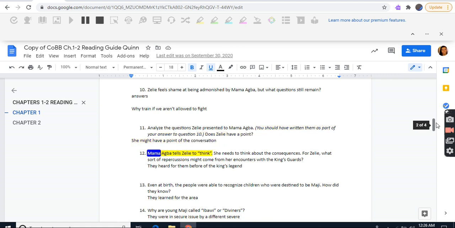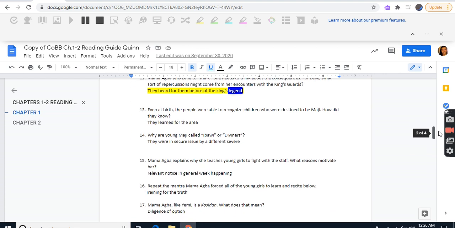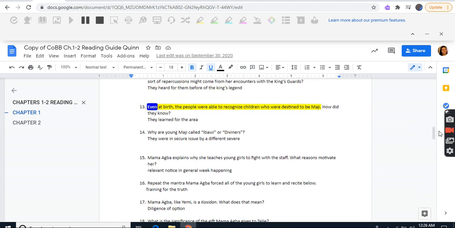12. Mama Agba tells Zeeley to think. She needs to think about the consequences. For Zeeley, what sort of repercussions might come from her encounters with the king's guards? 13. Even at birth, the people were able to recognize children who were destined to be Magi. How did they know? 14. Why are young Magi called Ibeji or diviners?